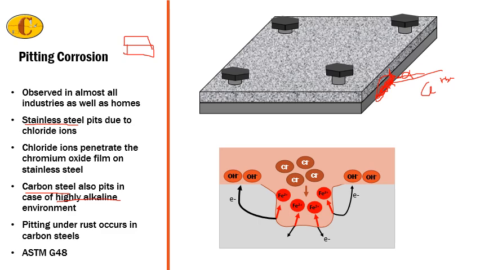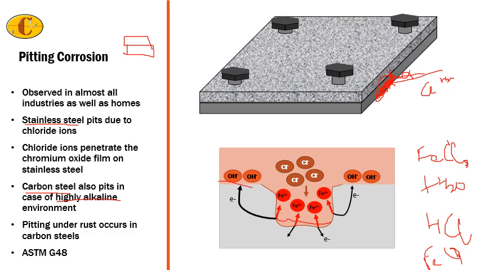In this case, what happens is the Fe will react with the chloride to form ferrous chloride. This ferrous chloride will further react with water, that is, it will undergo hydrolysis to form HCl and Fe(OH)2. So the Fe(OH)2 hydroxide will dissolve and leave with the Fe ions so that the pit is continued, and you have additional HCl formed over here.